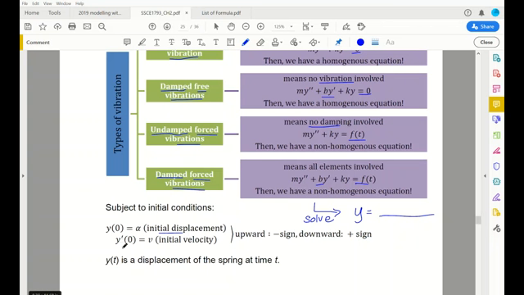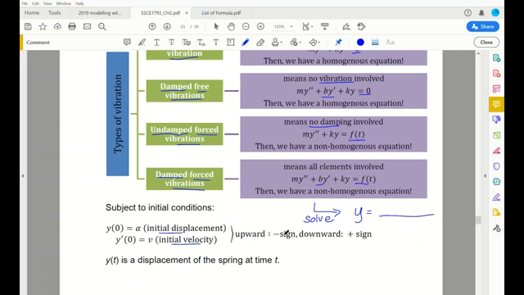And for the second condition here, y prime(0) equal to any value, for example v, this is also called the initial velocity. I already explained earlier that if y is the position or displacement, then y prime is dy/dt, meaning it is the velocity. So this case is the velocity at time 0.